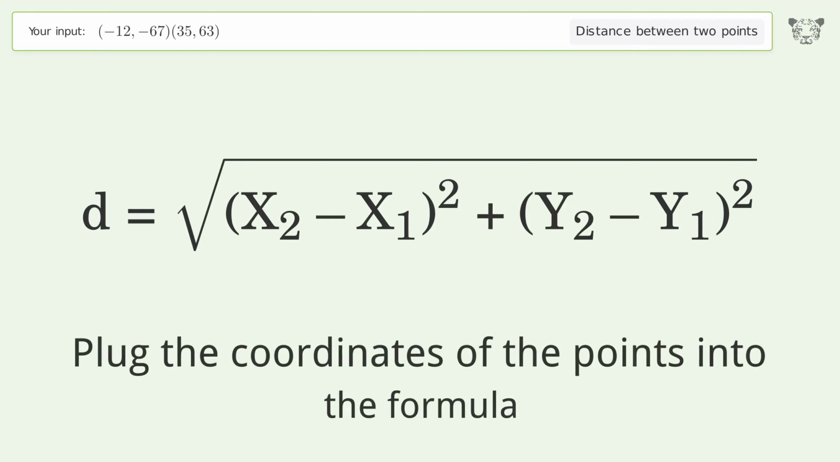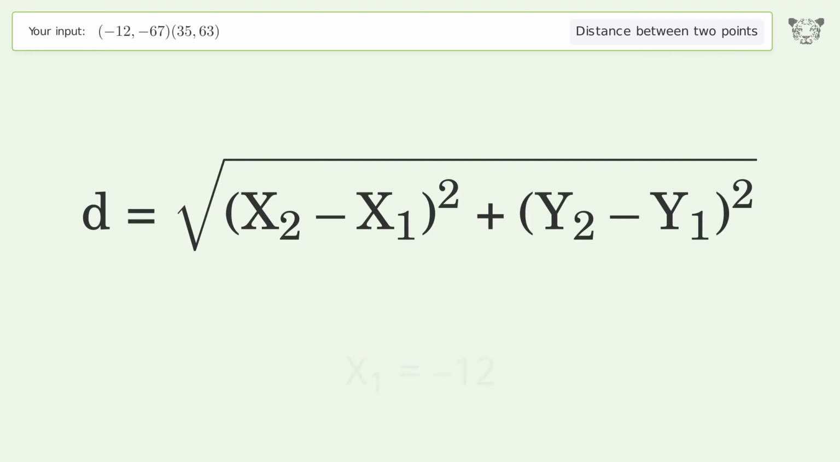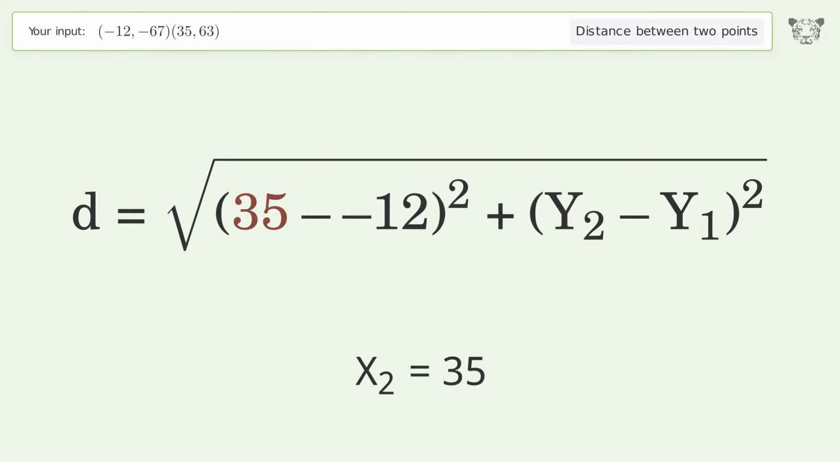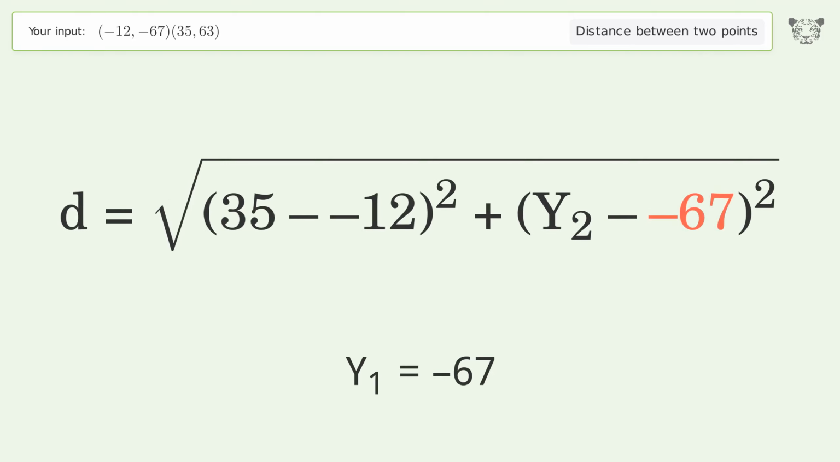Plug the coordinates of the points into the formula. x1 equals -12. x2 equals 35. y1 equals -67. y2 equals 63.